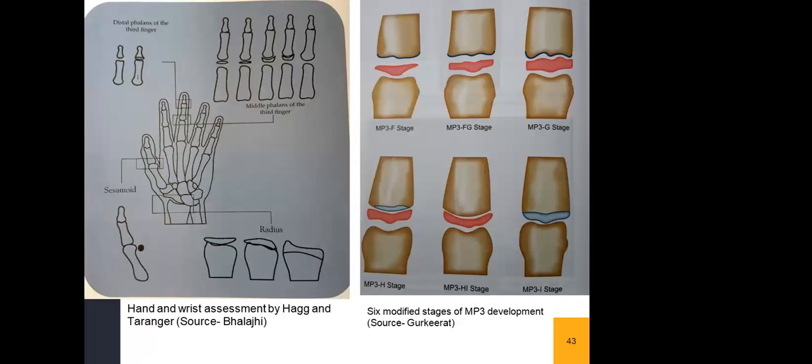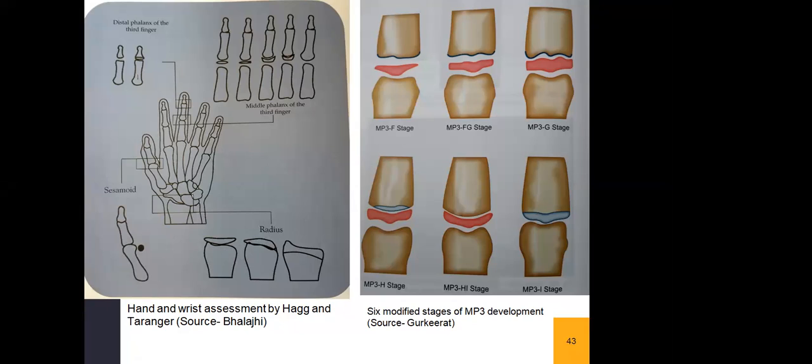This is a figure showing the hand and wrist assessment of Hagg and Taranger, along with the middle and distal phalanges and radius. There is the sesamoid bone, which marks the pubertal growth spurt acceleration. Then we have the radius, which has 3 stages: Ri, Rij, and Rj.